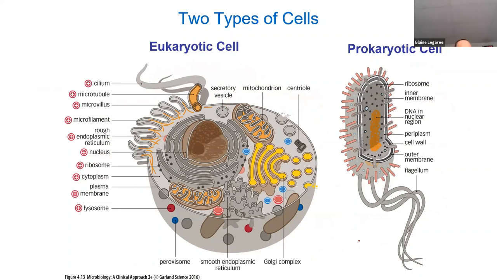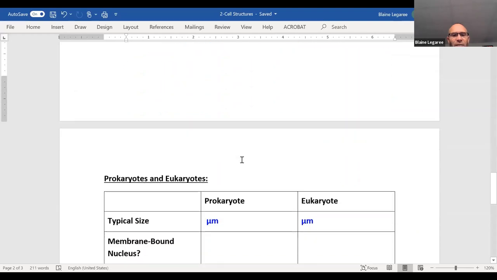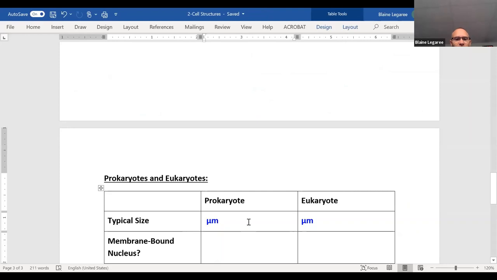So the way I think about it is, I'm going to make a table right now for you, and we'll continue that table with more details as we go along with the course. So let me make a little table just kind of comparing the prokaryotes and eukaryotes. And I've got that started right here. So prokaryotes and eukaryotes. Okay, so typical size, there's the two things I talked about, right? The differences, size and membrane.